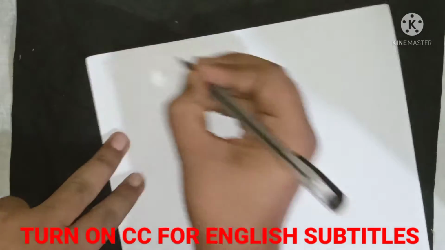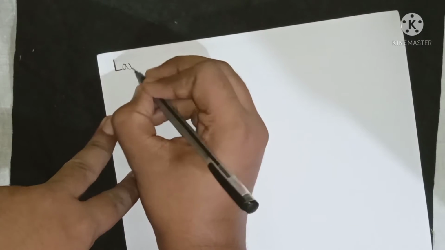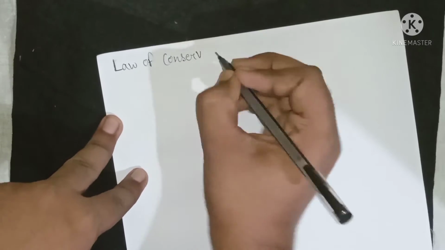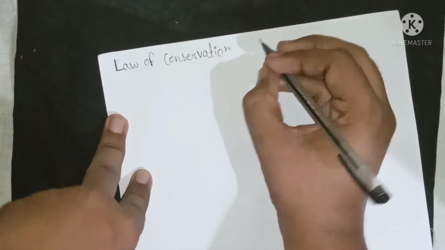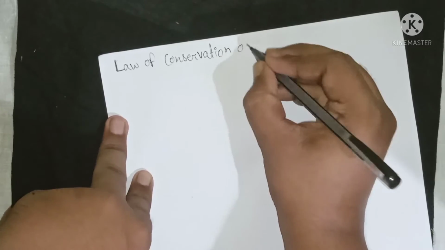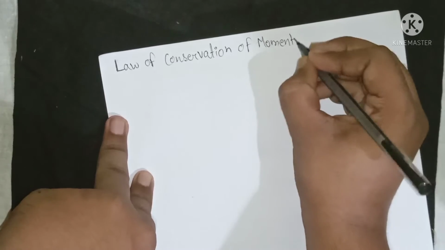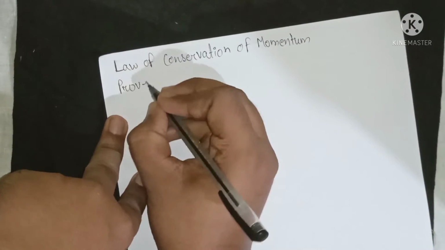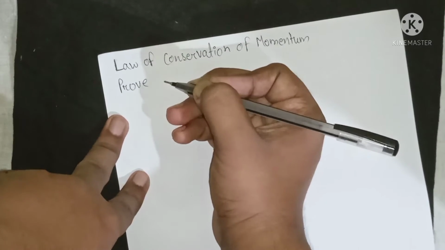We have to prove that, okay, let's just write the heading: law of conservation of momentum. That's a very serious topic because we learn it in the 11th and 12th as well, and it is quite complicated there. You have to prove it, and that's a big proof. From the exam perspective, it is about 5 marks of derivation.